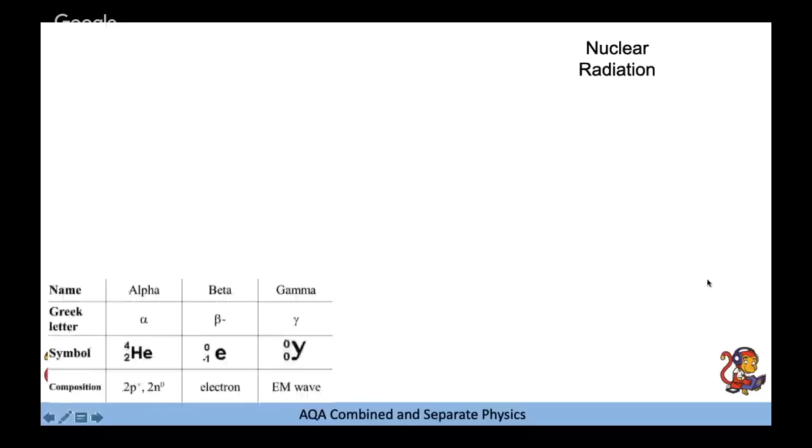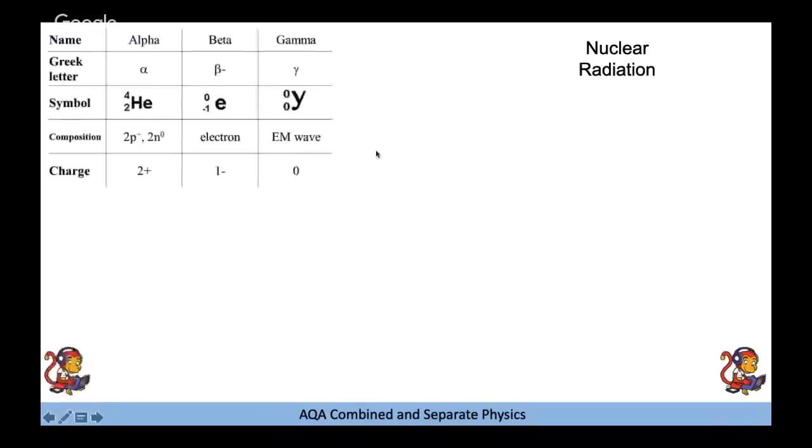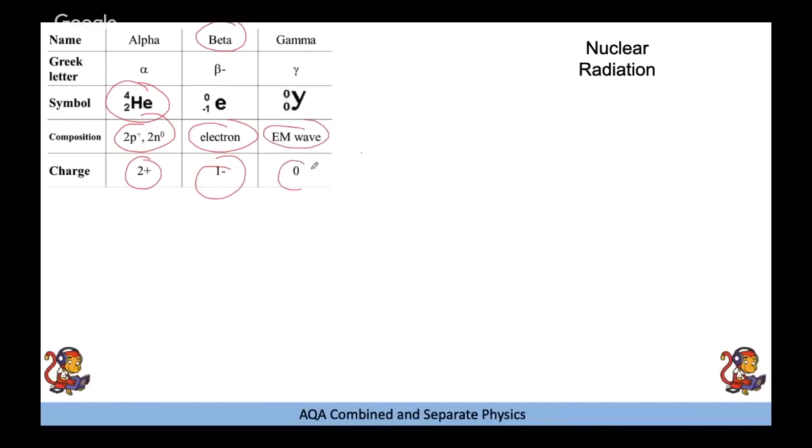Okay, nuclear radiation, though, are alpha, beta, and gamma. Let's have a quick look at some of these examples here. Well, what is alpha radiation made of? It's a helium nucleus. 2 protons, 2 neutrons. Because it's 2 protons, 2 neutrons, it's got a +2 charge. Beta particles, what do we know about that? It's a high energy electron from the nucleus, and it has a -1 charge because it's an electron. And gamma radiation is an EM wave, doesn't have any charge because it's not a particle.